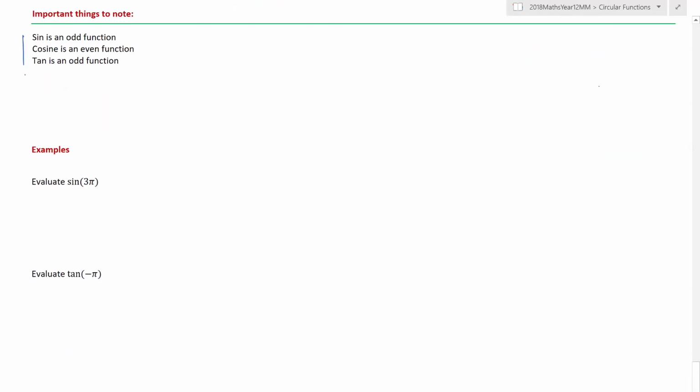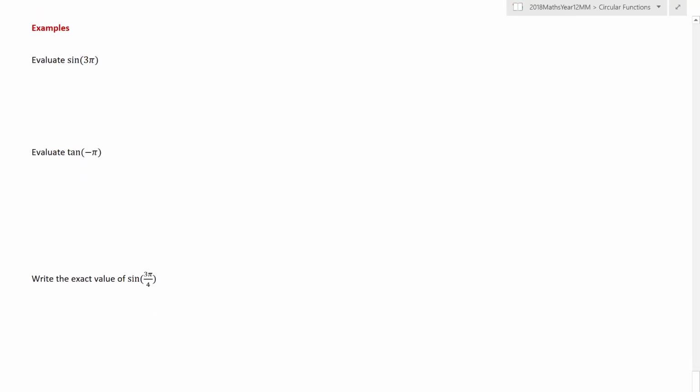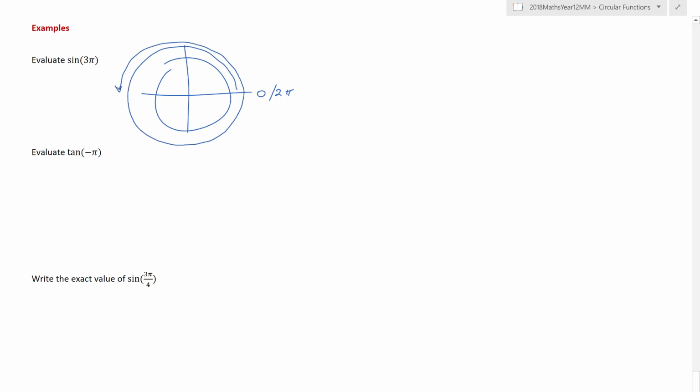Sine is an odd function. Cosine is even. Tan is odd. We'll come back to those some of the time. So, evaluate the sine of 3 pi. Well, 3 pi, remember, this only goes between 0 and 2 pi. So to go to 3 pi, I'm going to go round the circle and then back, and I'm going to end back at pi. So the sine of 3 pi is exactly the same as the sine of pi.